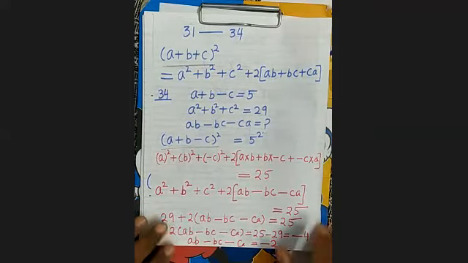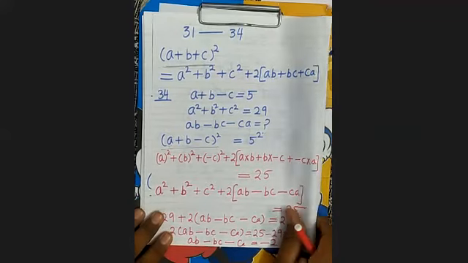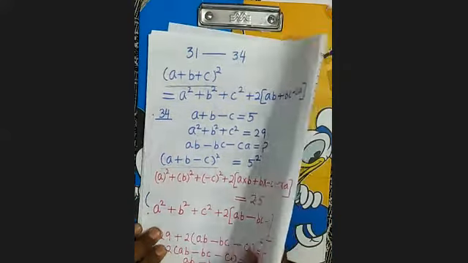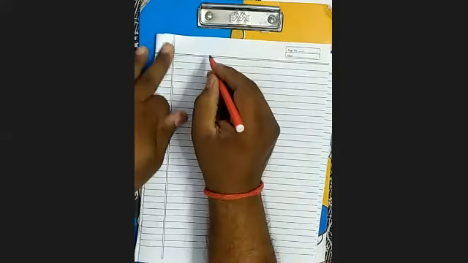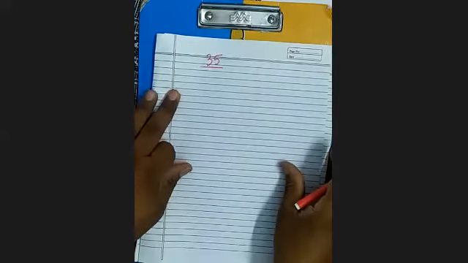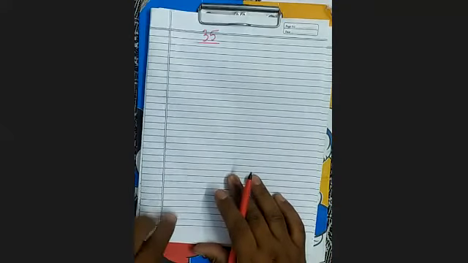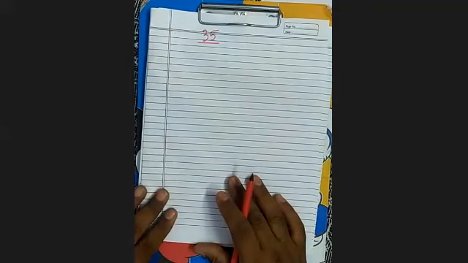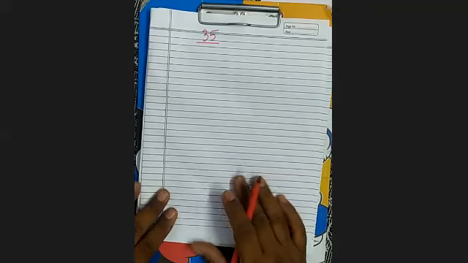Now question number 35 you can do. That is very simple by using the formula that I am writing here. Who can tell which formula will be used in question number 35? A minus B whole square is equal to A square plus B square minus 2AB.